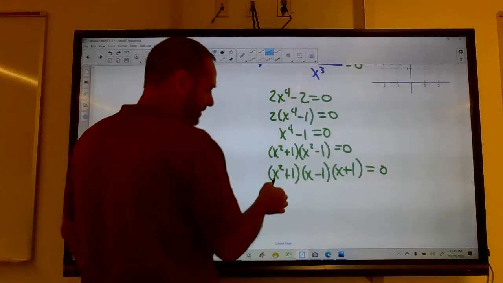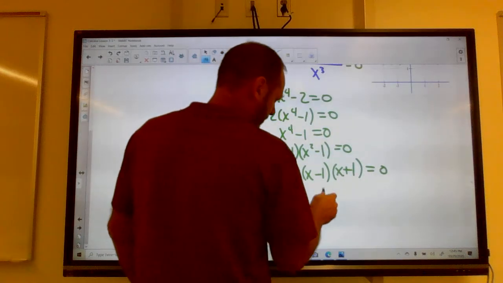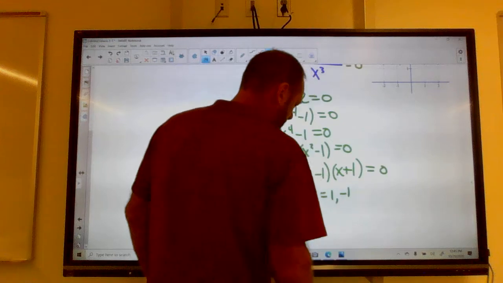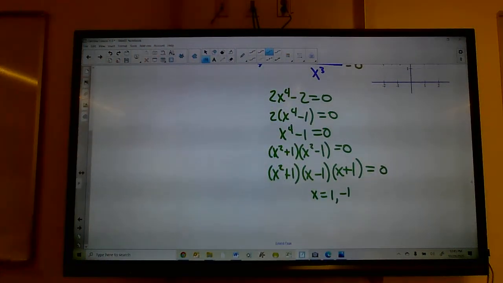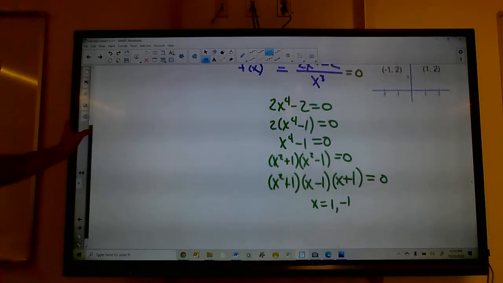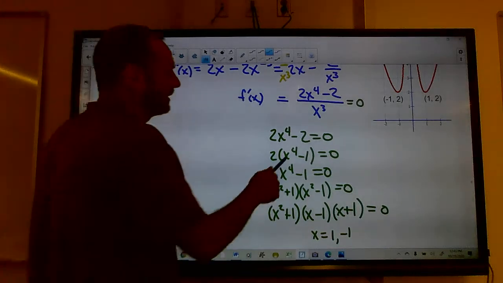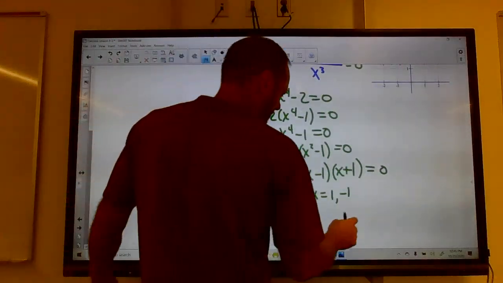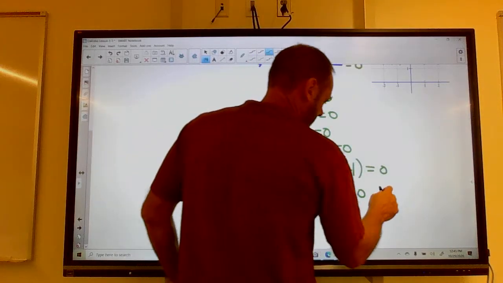This is never going to be 0. This is going to be 0 at 1. This is going to be 0 at negative 1. So I get 2 critical points there. I also get a critical point out of the denominator because this cannot be 0, so there's a critical point at 0. So these are my critical points.